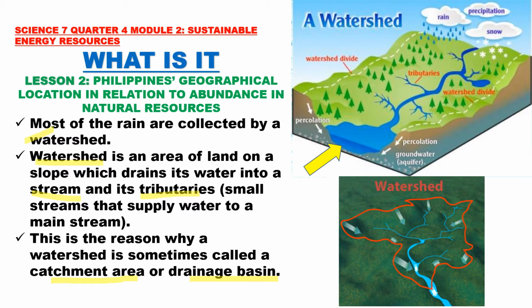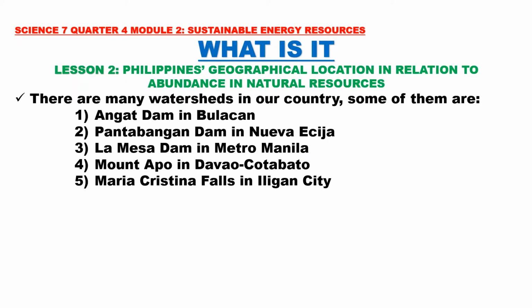Healthy watersheds provide critical services such as clean drinking water, productive fisheries, and outdoor recreation that supports our economies, environment, and quality of life. There are many watersheds in our country. Some of them are Angat Dam in Bulacan, Pantabangan Dam in Nueva Ecija, La Mesa Dam in Metro Manila, Mount Apo in Davao and Cotabato, and Maria Cristina Falls in Iligan City.